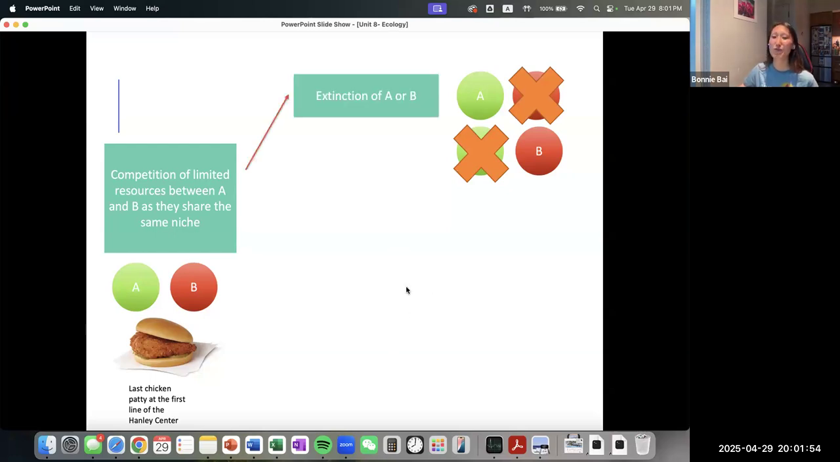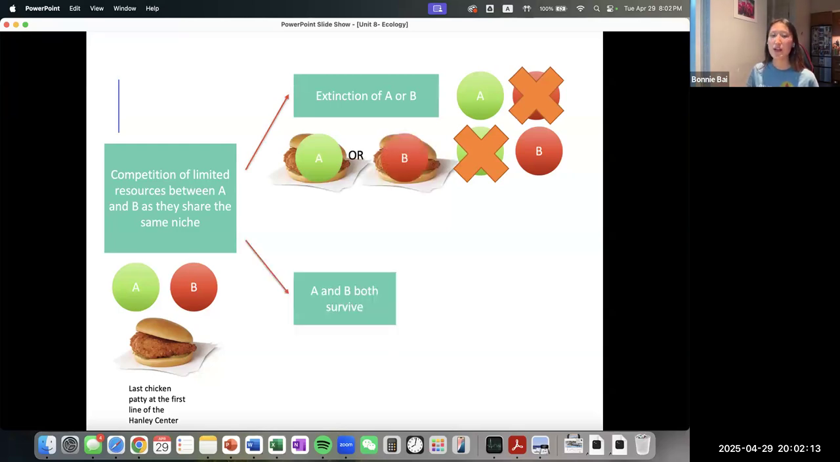So if this were to be real species, the outcome will be either extinction of A, maybe not the entire species, but at least the population of that area. If there's not enough resources, it's possible that one group of species will just go extinct because they get outcompeted. Okay, so this is the first potential outcome.